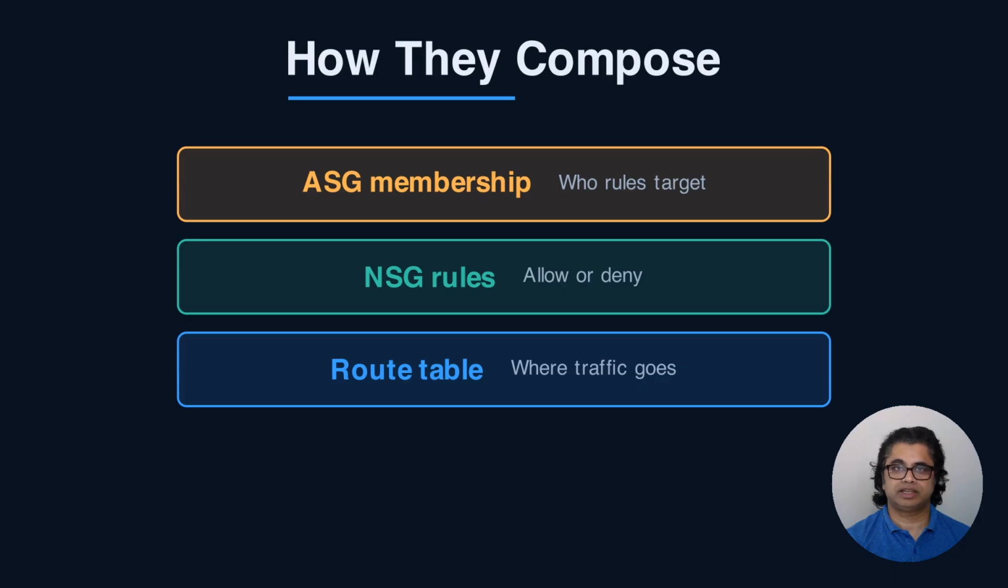A common mistake is adding a UDR to force traffic through a firewall, then forgetting the NSG still has to permit the return path, or assuming the firewall replaces your NSG. Defense in depth means keeping both.